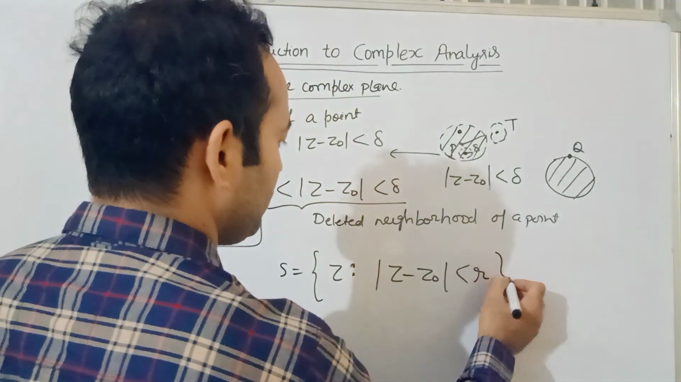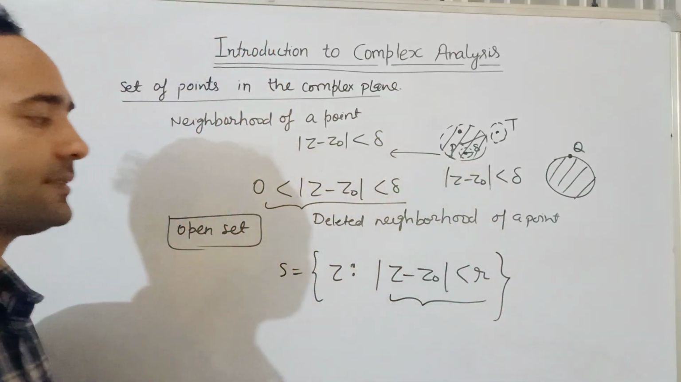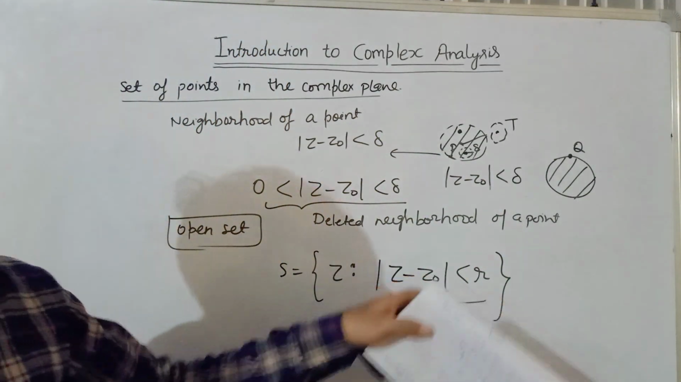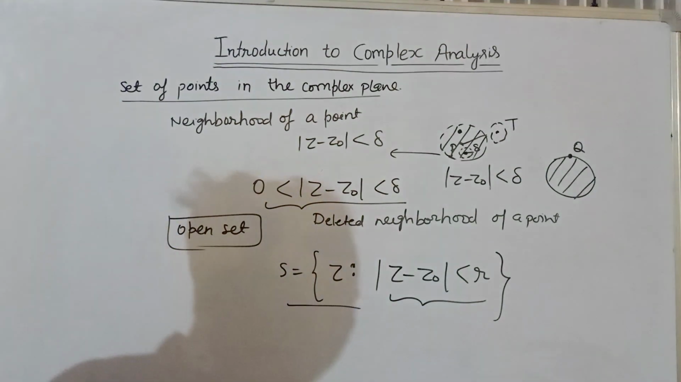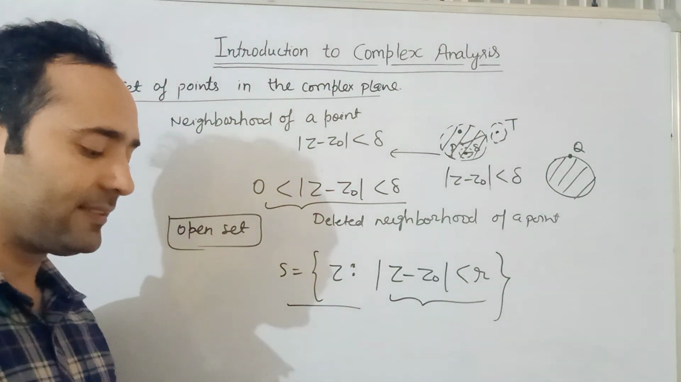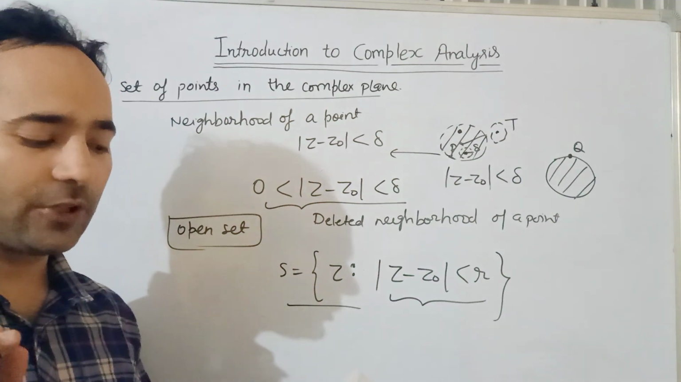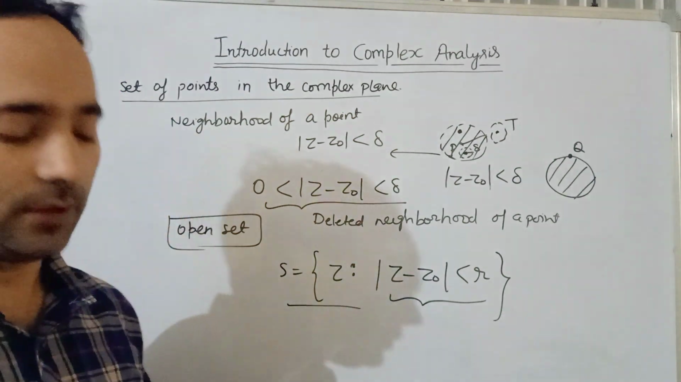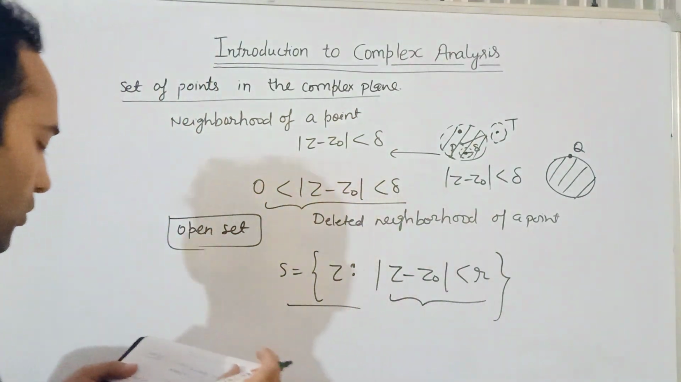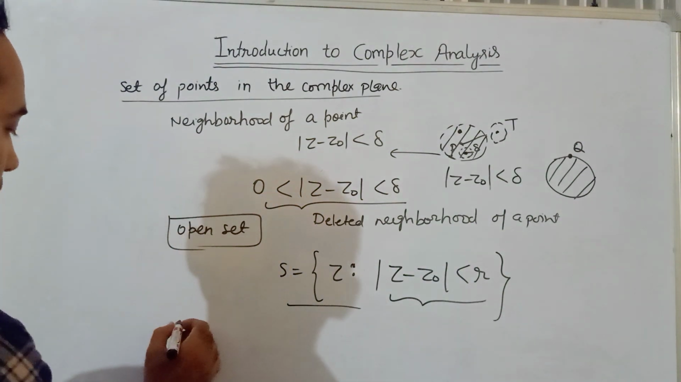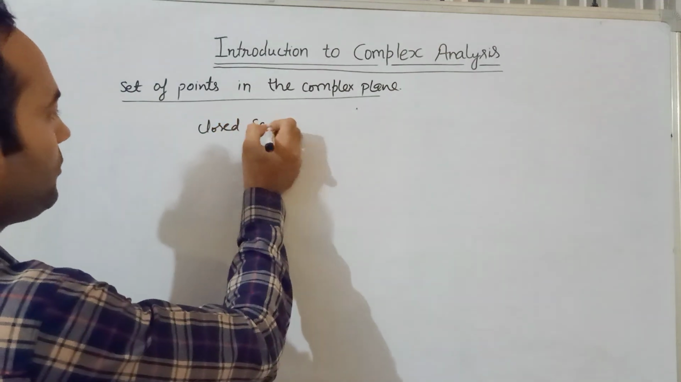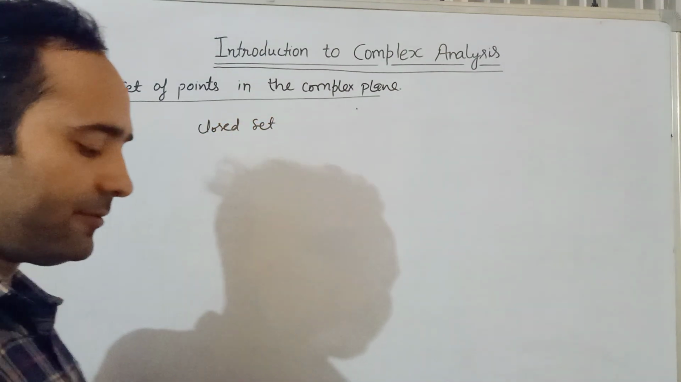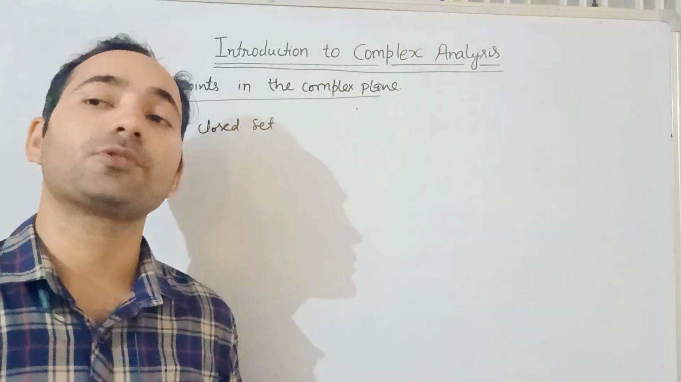Okay. This is a disk of radius r in the neighborhood of z naught. So this is an open set. So all the points, I'll read it again. A set S is open if every point of S is an interior point. Alright. Now what is closed set? Closed set is if every boundary point of S belongs to S also.